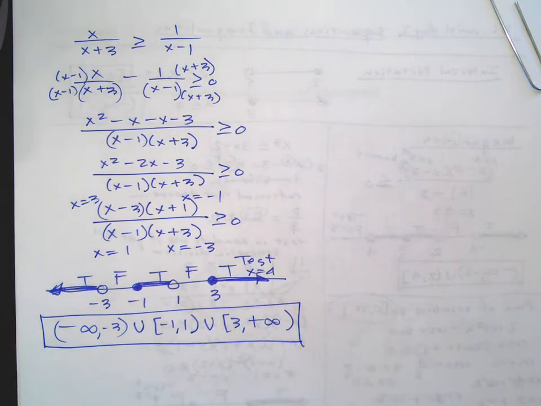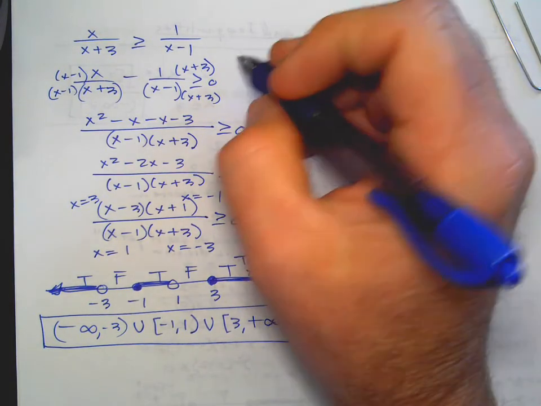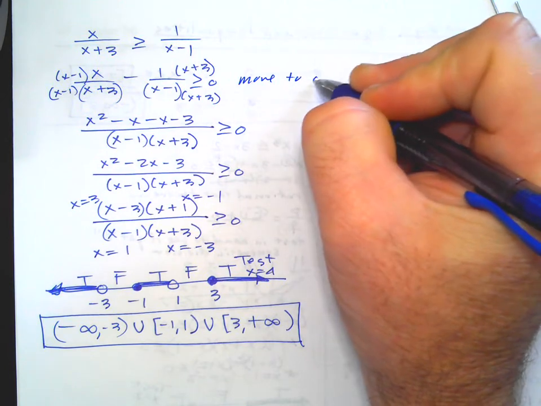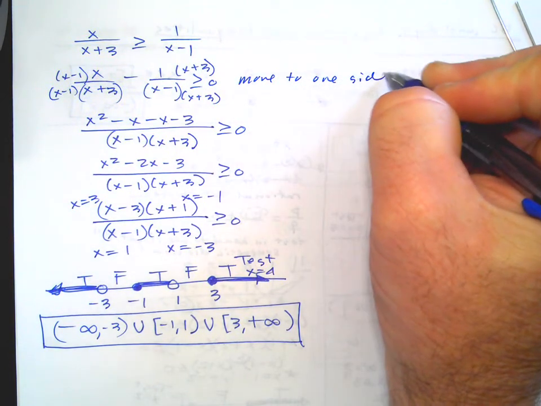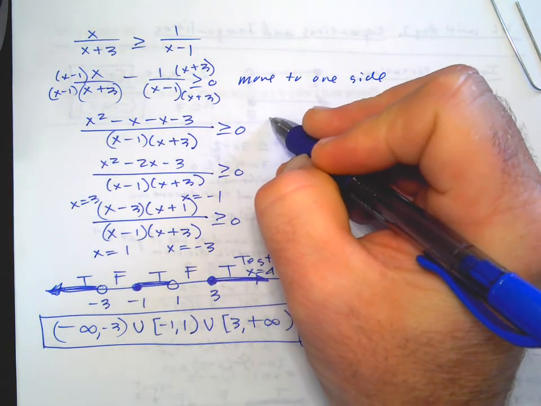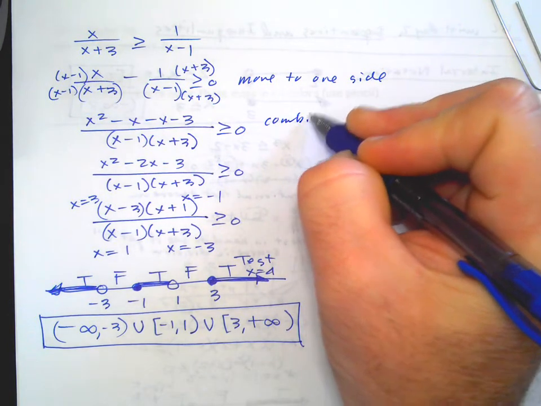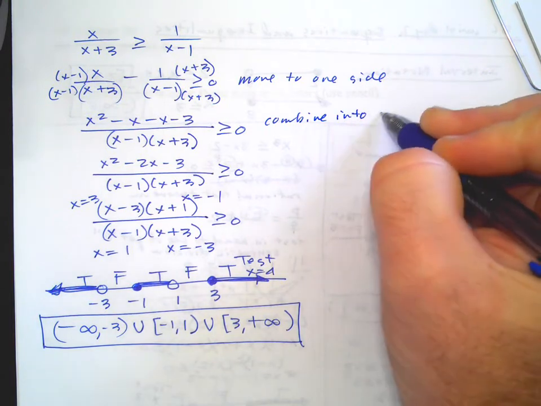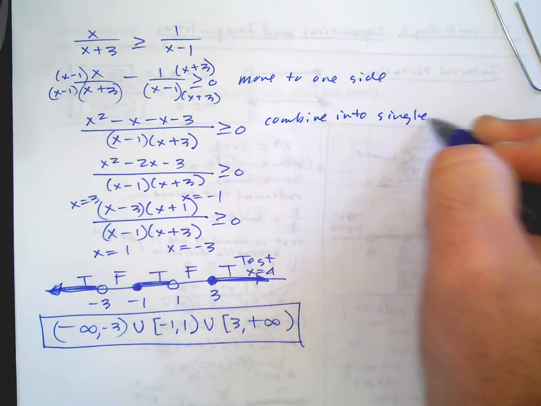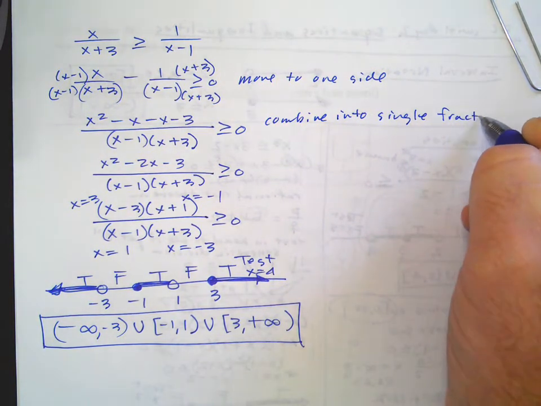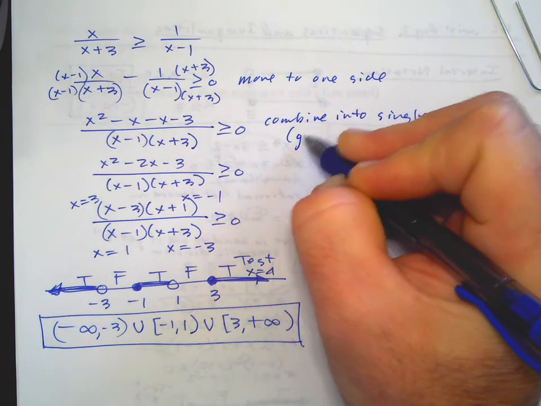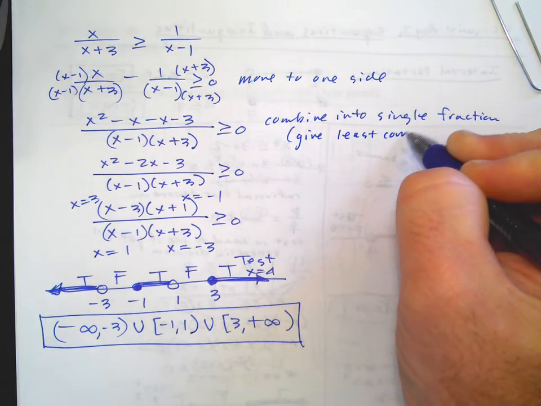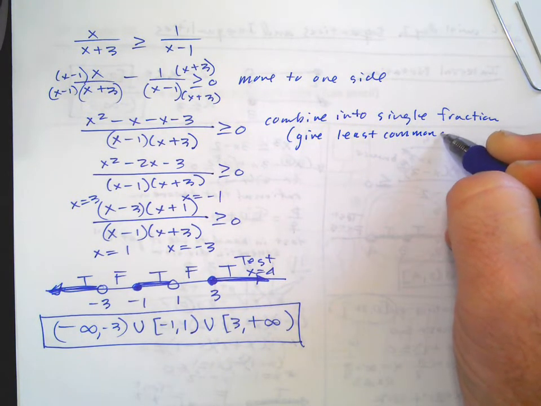Okay. So just move to one side. Combine into single fraction. Give least common denominators.